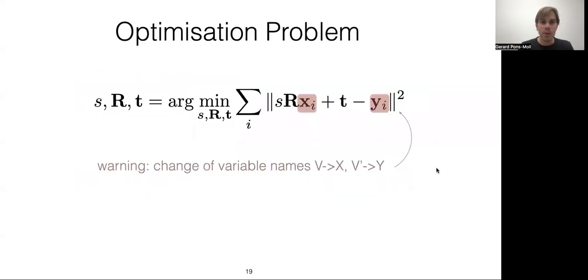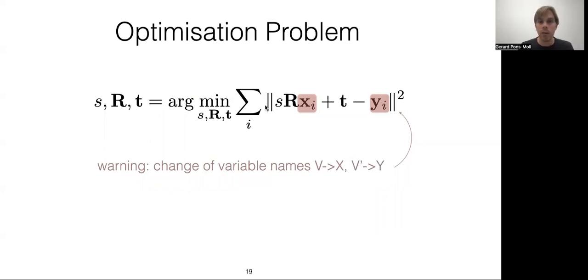All right, so this is the optimization problem that we are interested in solving. We have here this arg min over these parameters of the rigid transformation. So here we have the constraint that the rotation matrix has to belong to SO(3). Notice that we did a little bit of change of variable names, a little bit of change of notation. So now what was V is called X, and what we were calling the transformed shape B prime is called Y.